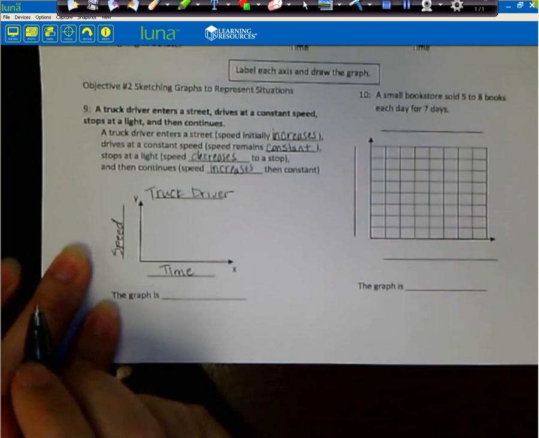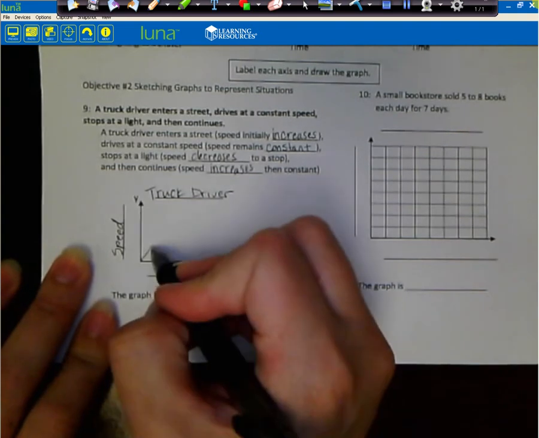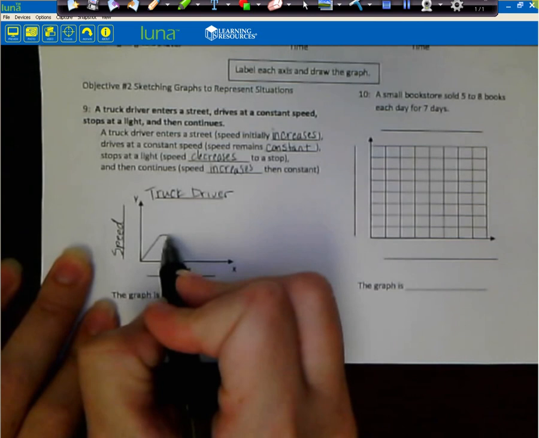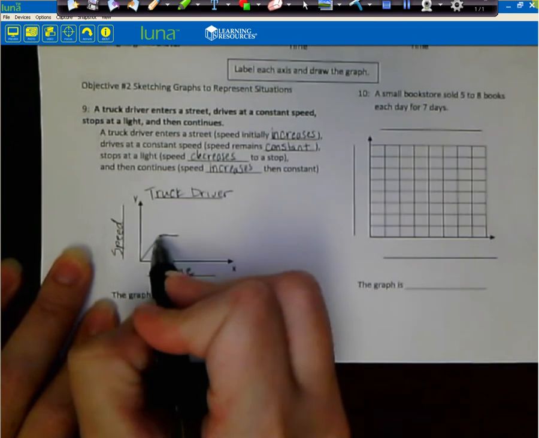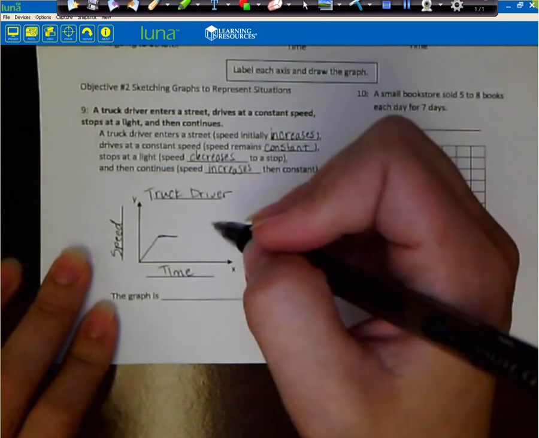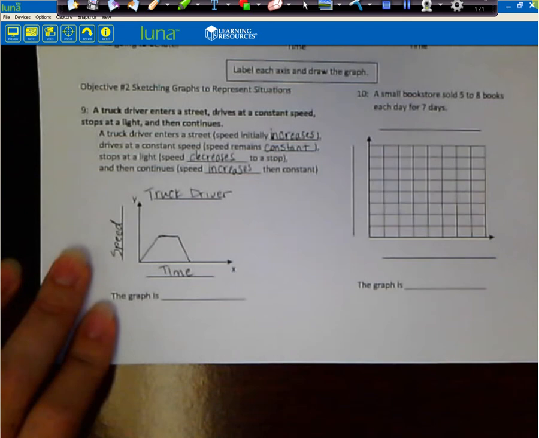Now let's look at what our graph looks like. It says the truck enters the street, and we wrote that the speed initially increases. So let's draw a line to show that the speed goes up. The driver drives at a constant speed, so the speed stays constant, so we draw a line to show that it stays constant. He slows to a stop, so he decreases and goes all the way down to 0.